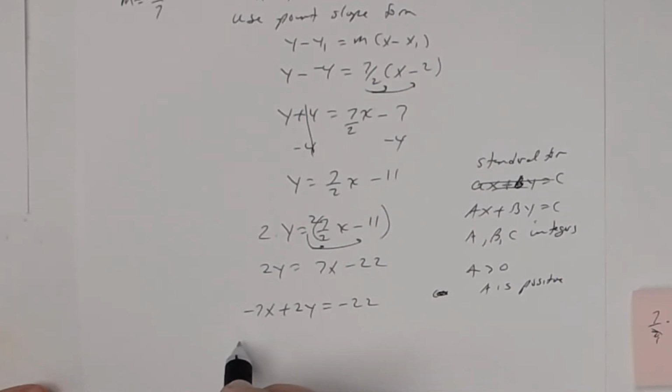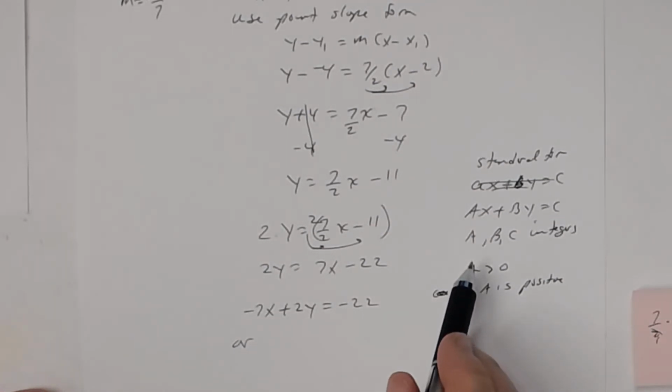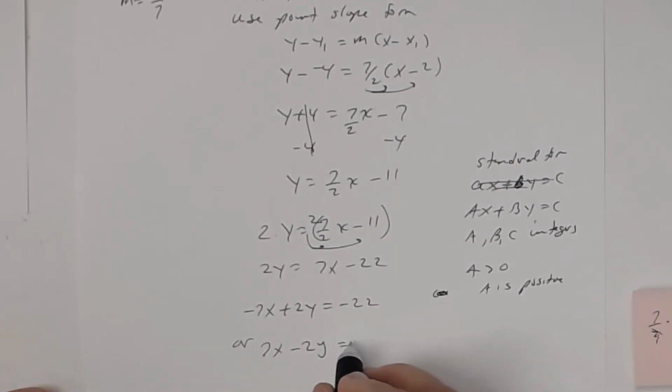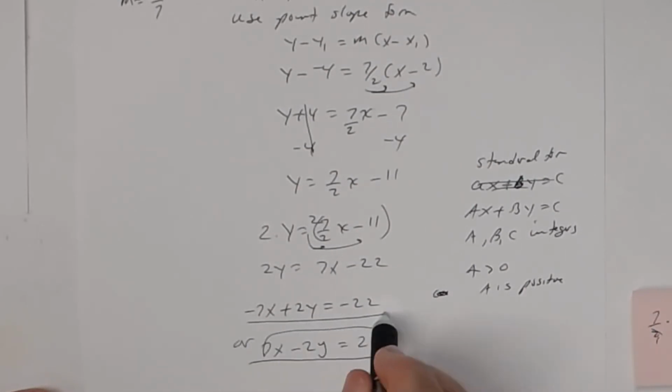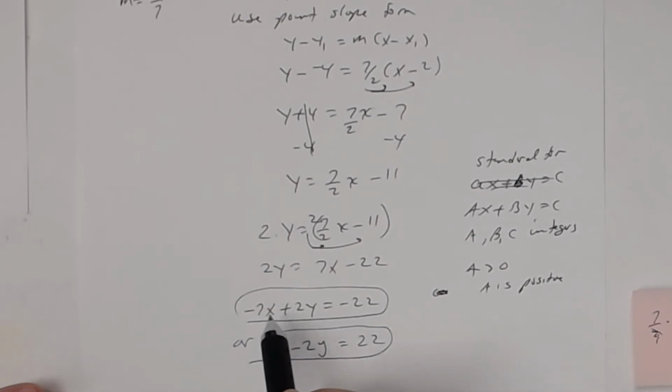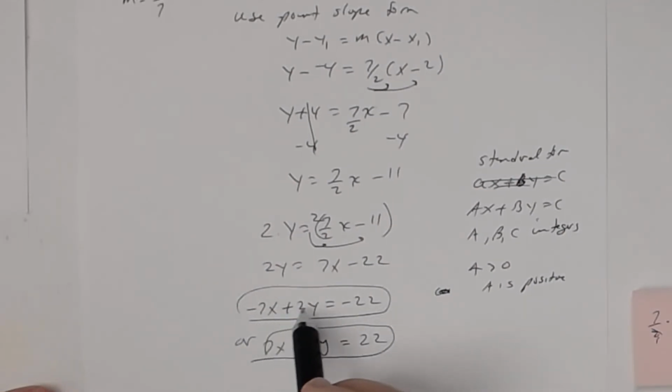But I would prefer that you rewrite it to where a is positive. All you do is multiply both sides by negative 1. So negative 1 times negative 7x is 7x. Negative 1 times 2y is a negative 2y. And negative 22 times negative 1 is a positive 22. All right, so either one of those is fine. But notice that this equation and this equation are equivalent, because to get from here to here, you just multiply this side by negative 1 and this side by negative 1. What you do to the left, you do to the right.